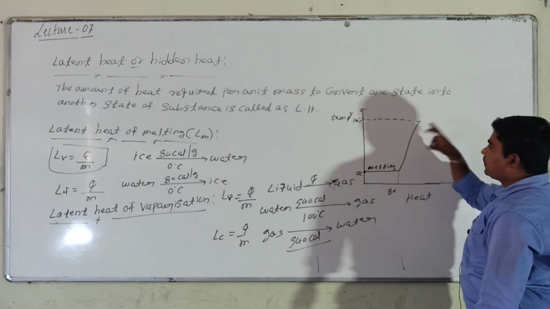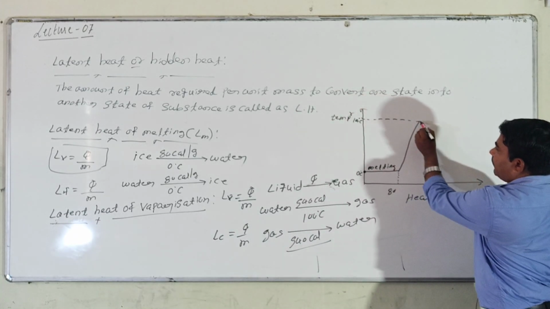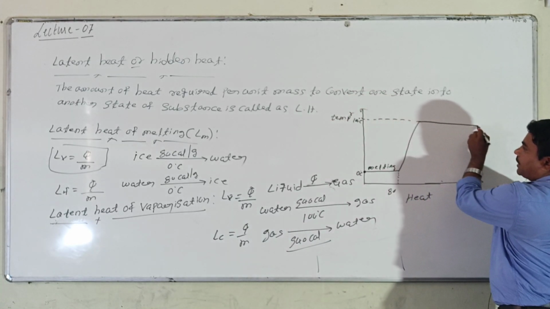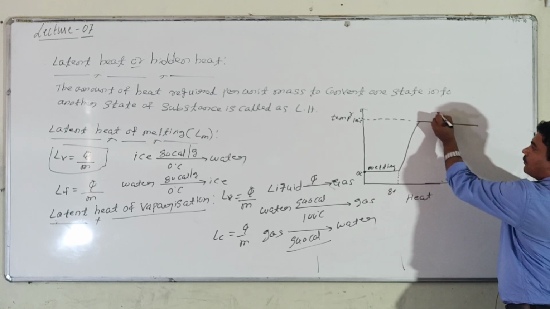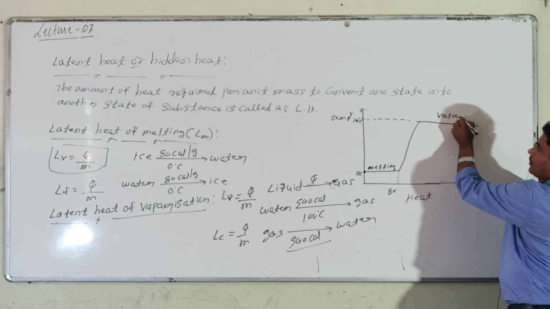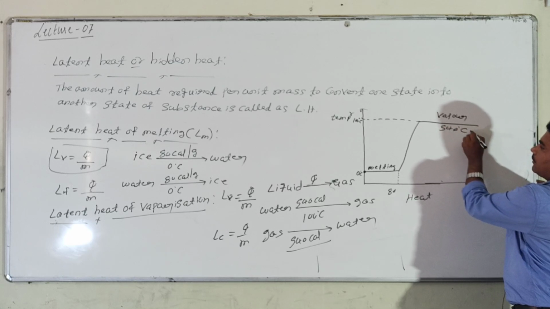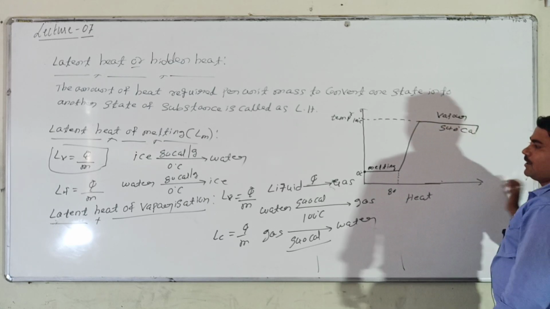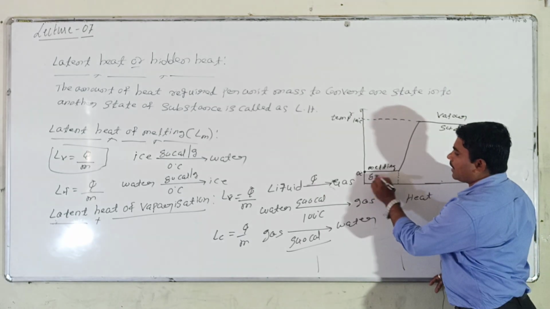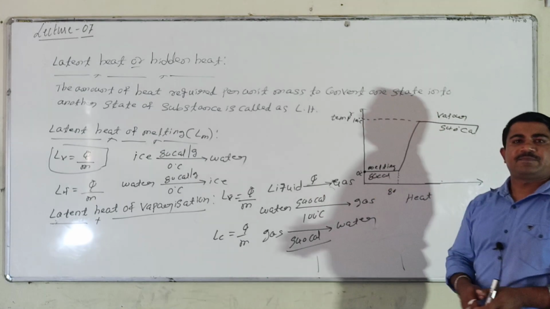See here. After 100 degrees Celsius, the temperature always remains the same. And what about heat? Heat is nothing but water. This value is what we are calling vaporization. Vapor I can call. Here how much amount of heat is there? 40 calorie amount of heat is there. Here how much amount of heat is there? 80 calorie amount of heat is there.